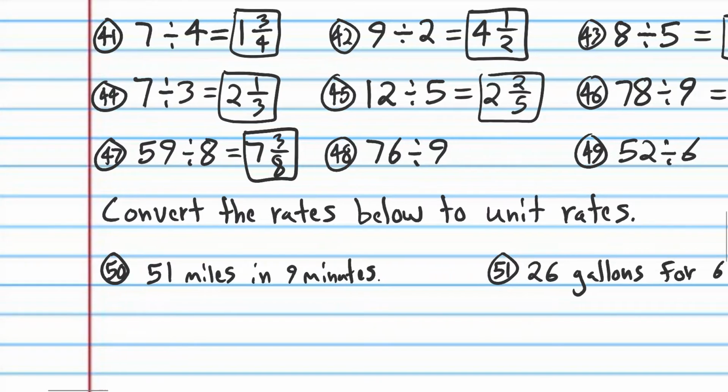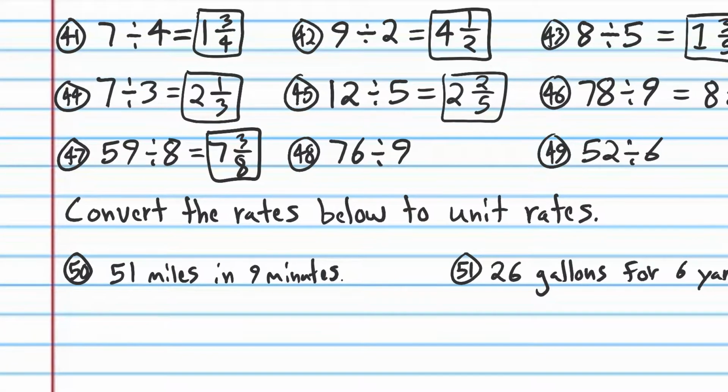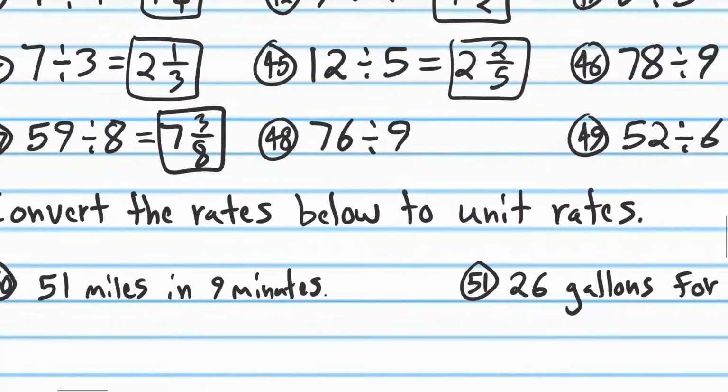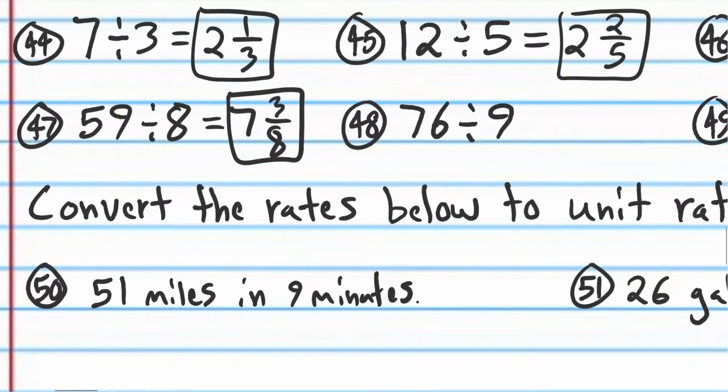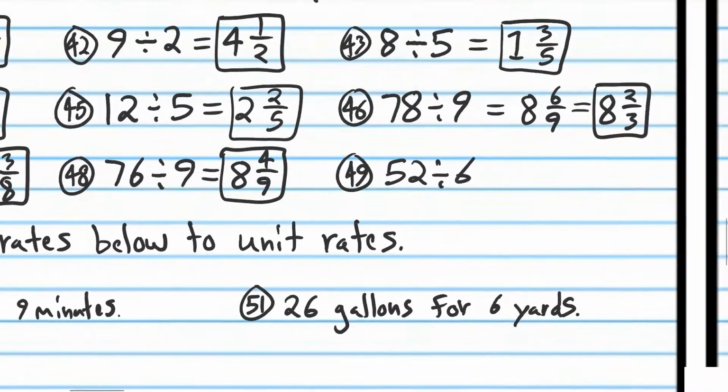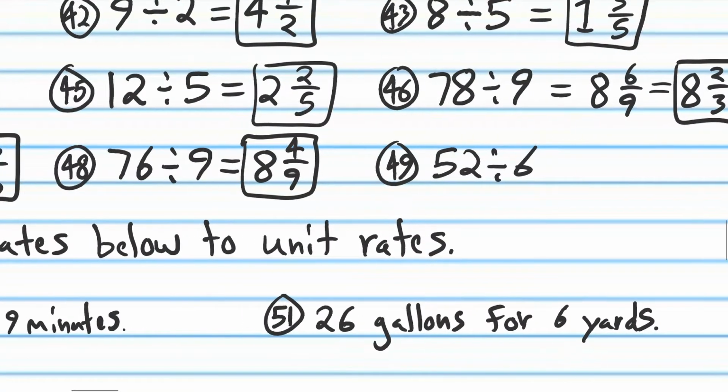All right, so 48. Attempt 48, and when you're done, we'll do it together. Pause the video. All right, we're back. 9 times 8 is 72, so it looks like it's going to be 8 times, and 76 minus 72 is 4, and the divisor goes in the denominator, so 8 and 4/9. So if you got 8 and 4/9, good job. Try 49, and when you come back, we'll do it together.